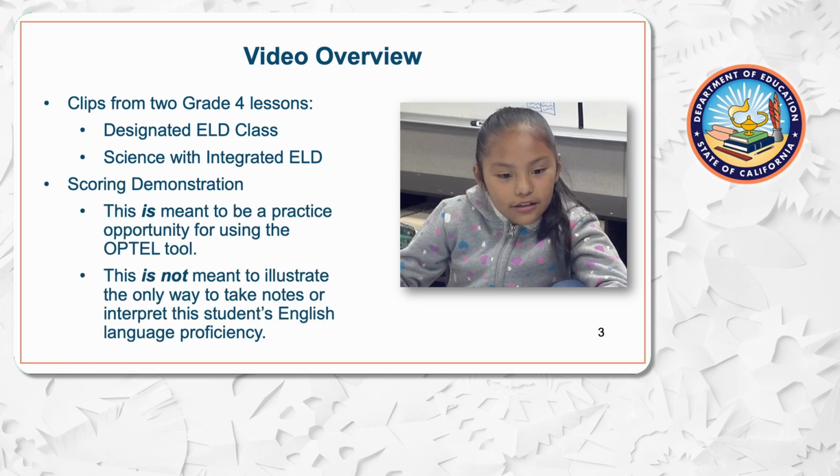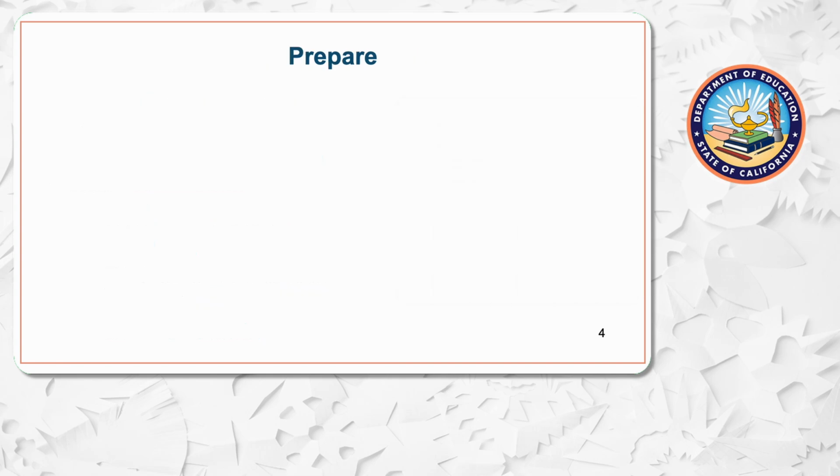After we watch the video clips, we will demonstrate how we might use the OPTEL score to score what we observed of this student's reading, writing, speaking, and listening skills in the video clips. Please keep in mind that this is meant to be a practice opportunity for using the OPTEL tool, but it is not meant to illustrate the only way to take notes or interpret the student's English language proficiency.